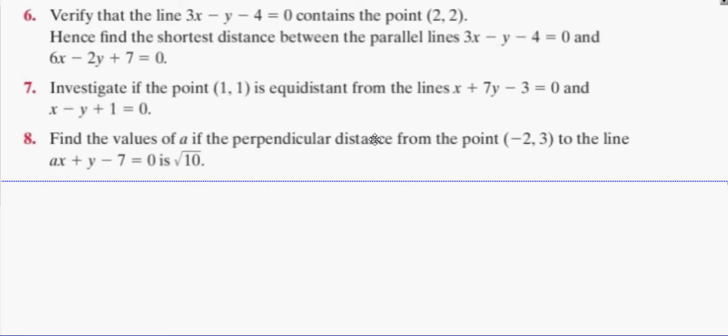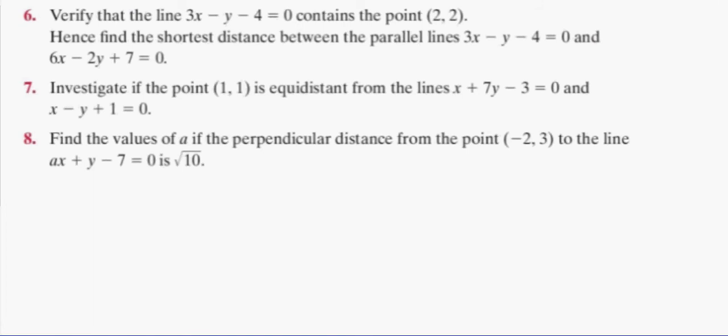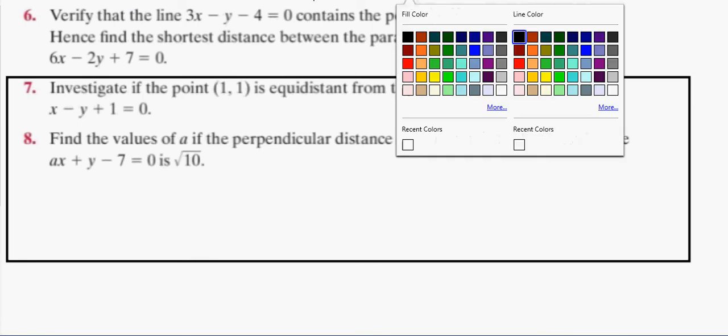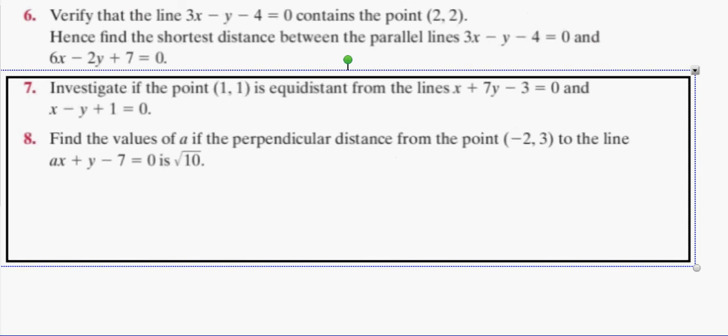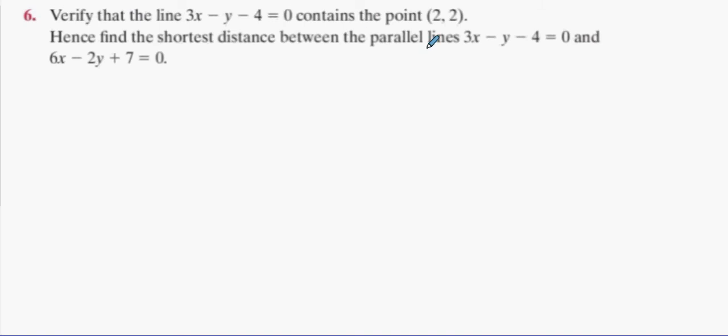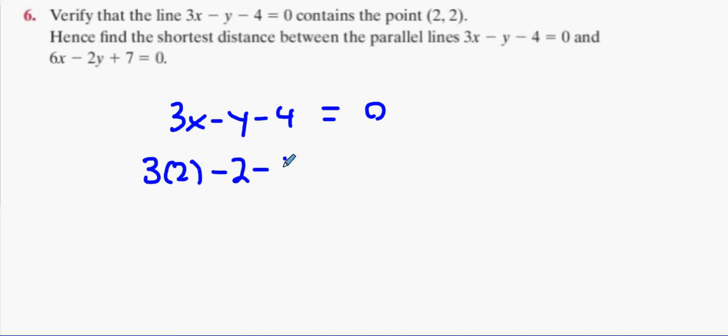6 and 8 are reasonable challengers, something with a bit of character to it. Look at this, guys. Verify that 3x minus y minus 4 contains the point 2, 2. No bother. 3x minus y minus 4 equals 0. 3 times 2, take away 2, take away 4 equals 0. 0 equals 0. Consider it verified.